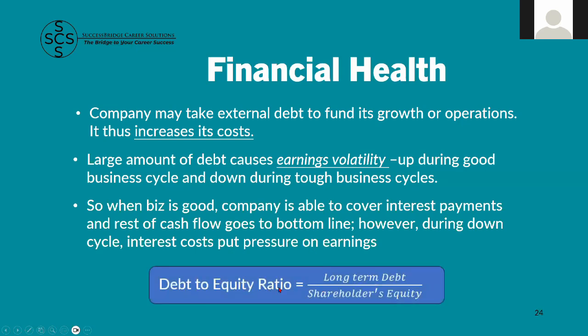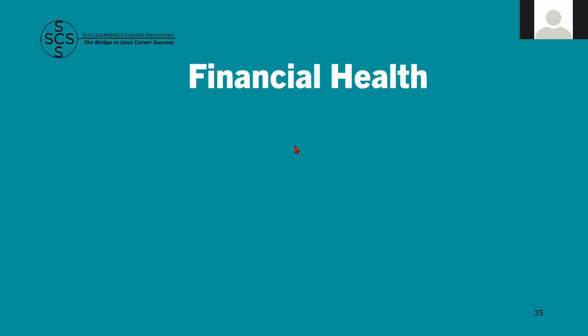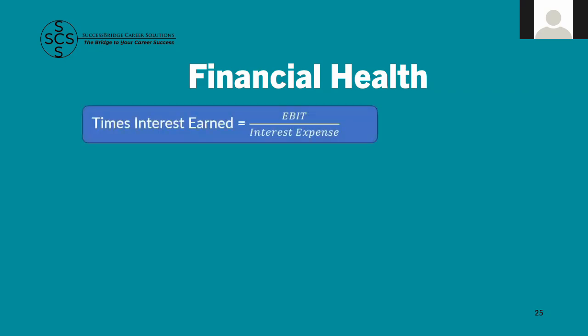So debt to equity ratio is one metric that is very important, and many money managers use this in their models that analyze companies. Debt to equity is defined as long-term debt divided by shareholders' equity. So let us look at another important metric in financial health, which is times interest earned, which is an indication of how capable the company is to pay off the interest for the loans it has taken.